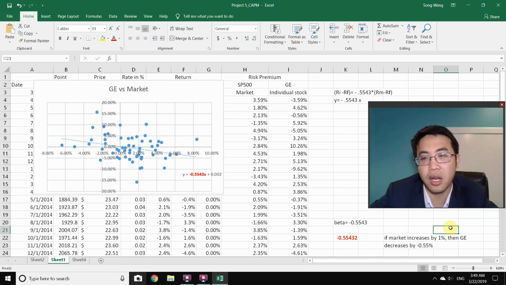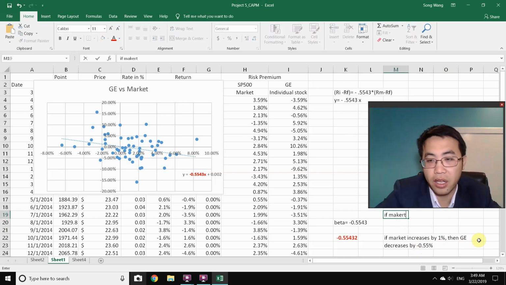Given the long history and large size of this company, it is easy to believe that GE is a safer asset compared to the market. The only thing is that right now the U.S. stock market is doing pretty well. So you definitely want to avoid having GE, because when the market is going up, GE is going down. So when do you want to buy GE? You want to buy GE when the market is going down.